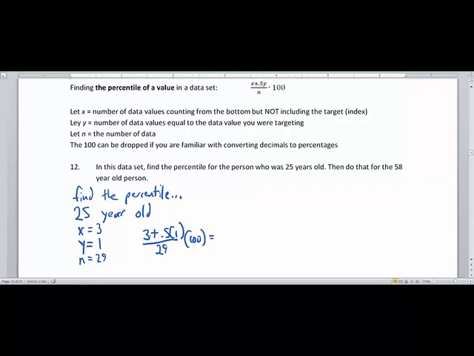So you take your 3 and add your 0.5 times 1, so 3.5 divided by 29. Make sure you do 3.5 and divide that by 29, and then multiply by 100, and do your order of operations, or else you won't get the right answer. And you get 12.07. And the 12.07 you would then round to the nearest percentile. So therefore your 25-year-old is going to be in the 12th percentile. All right, not bad, not bad.